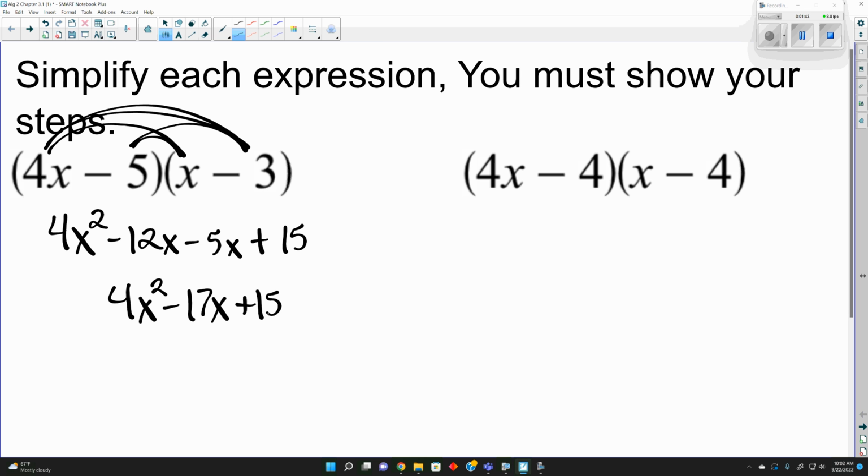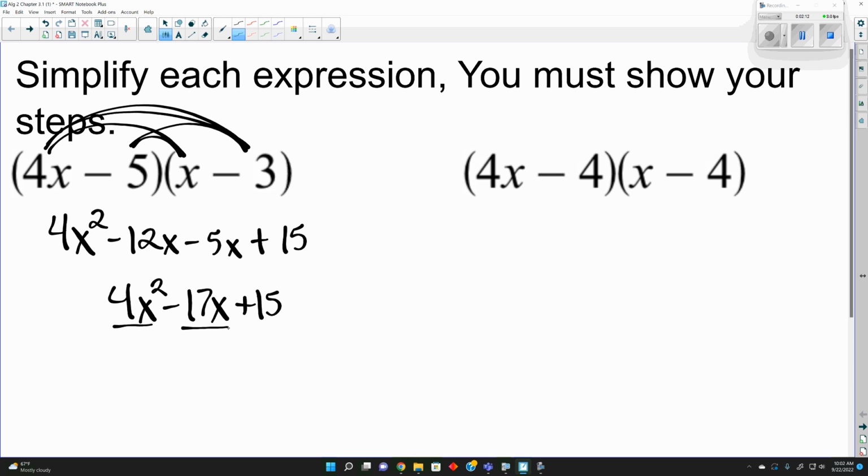Should we not combine the 4x squared and the rest of the x, because it has the square? 4x squared and 17x are going to be two different things. No, they're going to be two different things, because 4x squared is saying that we have 4 times x times x. The other one is 17 times x. We only have one of them in one case, and in the other we have two. Okay.